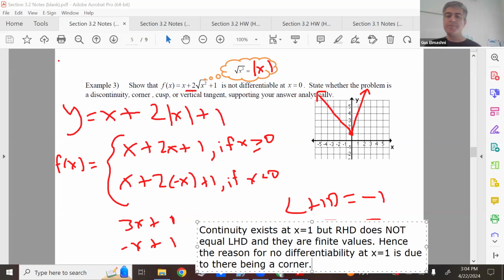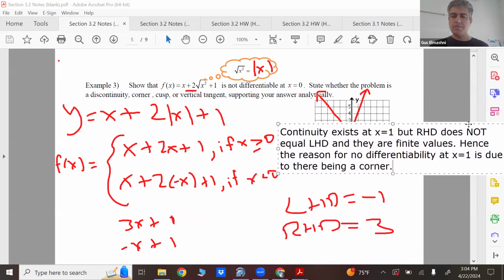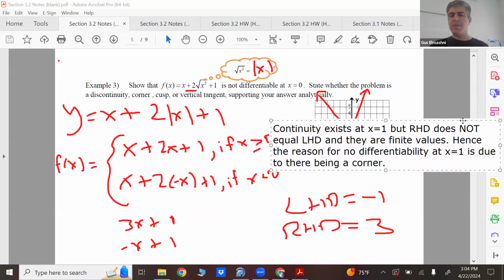Yep. Ryan, go ahead. I'm asking for differentiability at x equals 1. Show it. Yeah, I did show it, by showing the LH and RH didn't equal each other. I didn't say it explicitly, I guess. I should have said that first. But the statement kind of takes care of it. The statement already told us that RH is not equal to LH, so we already know. But I'm getting a little deeper and talking about why, and that's because it's a corner, and that's when they're finite values.